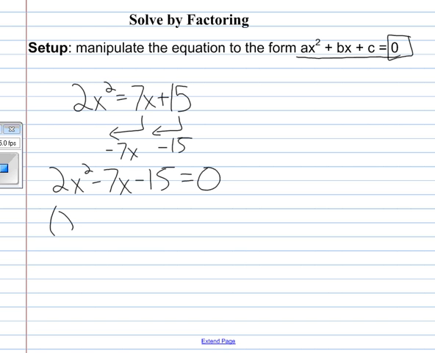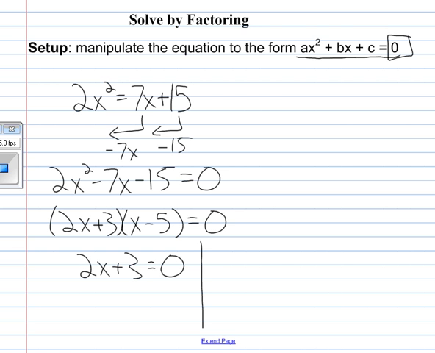So this factors to (2x plus 3) times (x minus 5), equal to 0. And now, to solve this, all we have to do is set each factor equal to 0 and solve these two new linear equations. So we have 2x plus 3 equals 0 and x minus 5 equals 0. So here, this is going to give us that x equals negative 3 over 2, and here x equals 5.